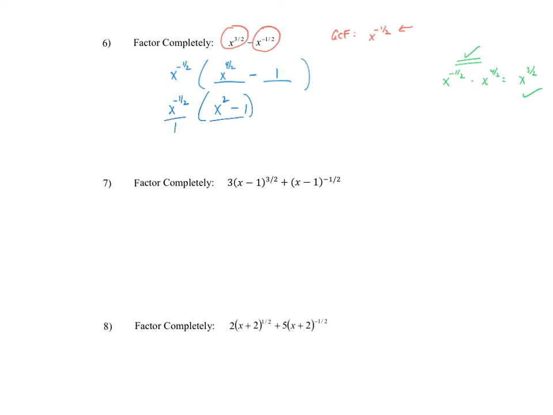You can think about numerators and denominators for a minute. X to the negative 1/2 gets moved into the denominator, and we have to make the exponent positive. So we know that we have a square root of x in the denominator. And it does say to factor completely, so we have x plus 1 times x minus 1 divided by root x.